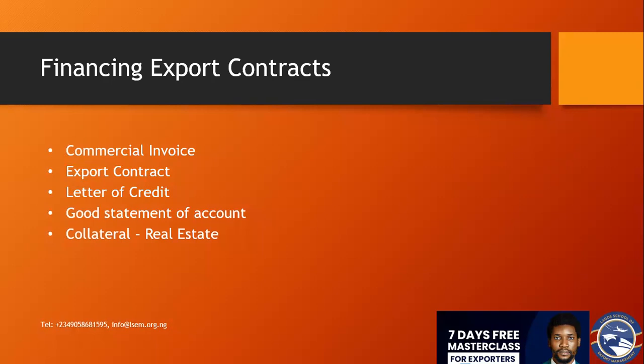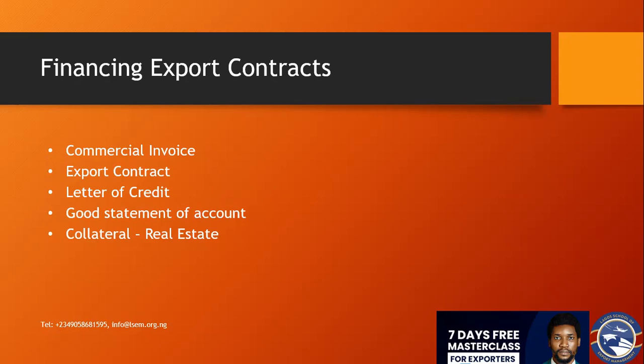So for you, apart from the commercial invoice, you need your export contract, because that's where all the terms and conditions of the trade that you have discussed are, and that's what they'll have to read and understand. And a letter of credit, if the buyer has issued a letter of credit to you, you should also have that letter of credit with you, combined with the commercial invoice and the export contract.